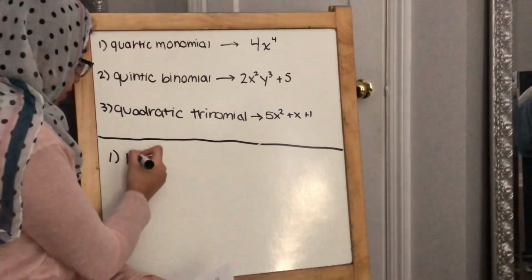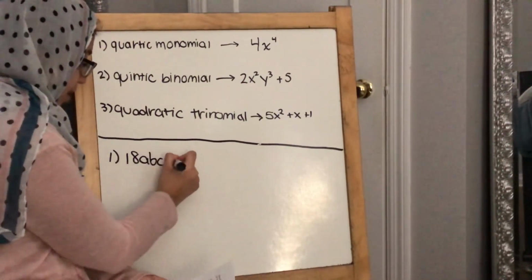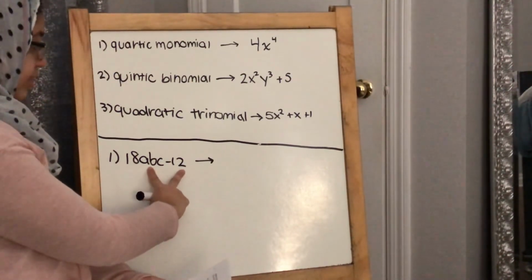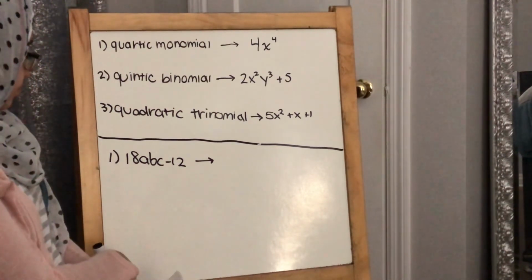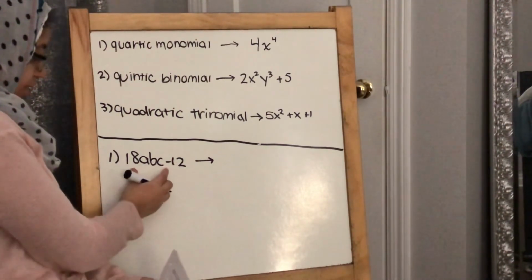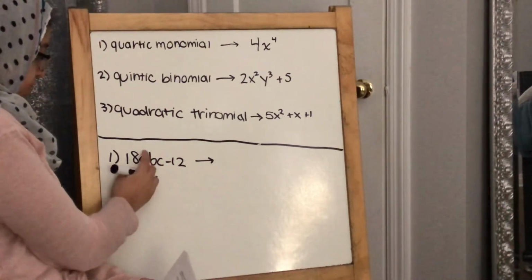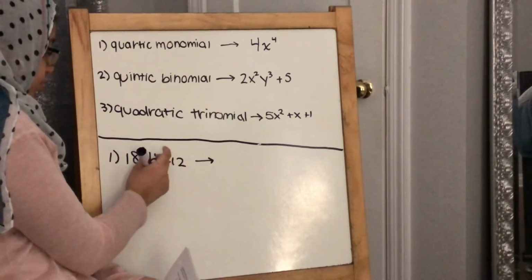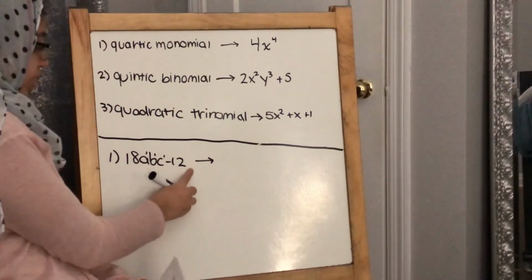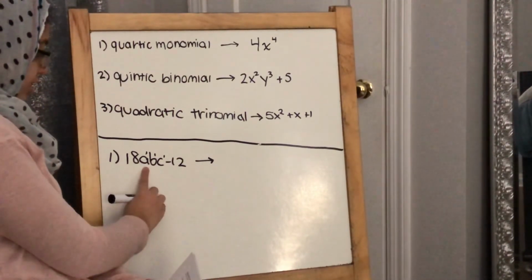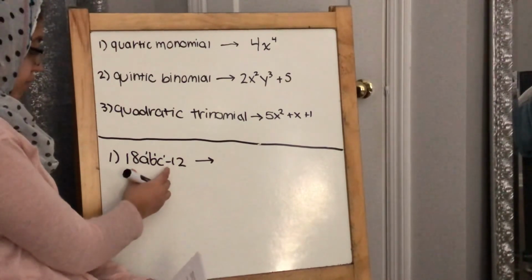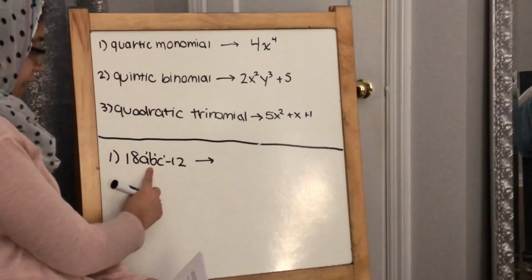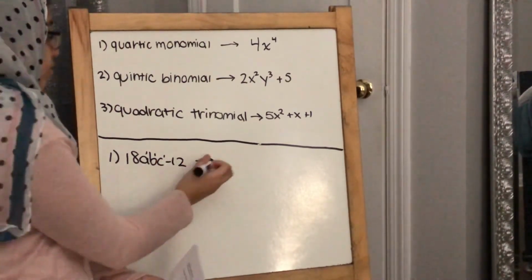So number 1, if we have 18abc minus 12. Well, we can see here that there's 2 terms, so I know it's a binomial. And in this binomial, I have a degree of 1, 1, 1, 2, 3, right? There's 3 variables in this one chunk. And over here we have 0. So the highest exponent sum, or the highest number of variables in any one of the monomials, is 3. So I have a cubic binomial.